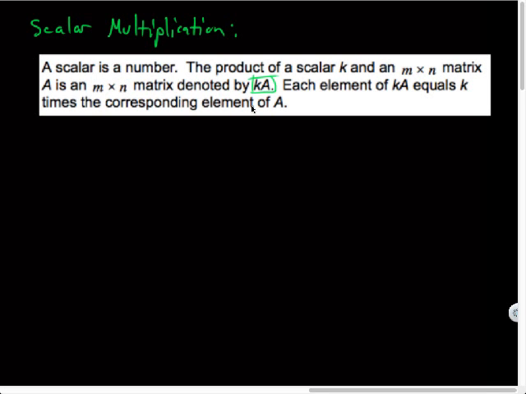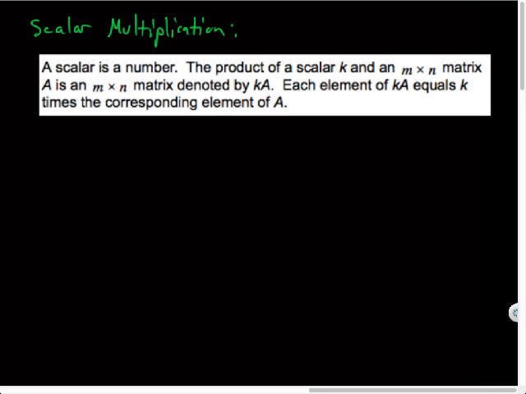All right. So if my scalar was 2, and I wanted to multiply the matrix by 2, I would just write 2A or 2B or whatever the matrix name was. Each element of kA equals k times the corresponding element of A. So let's do an example of this real quick.